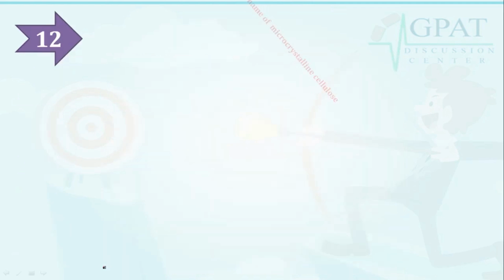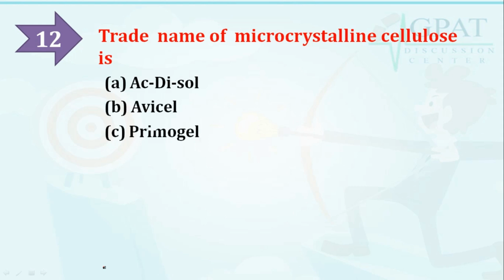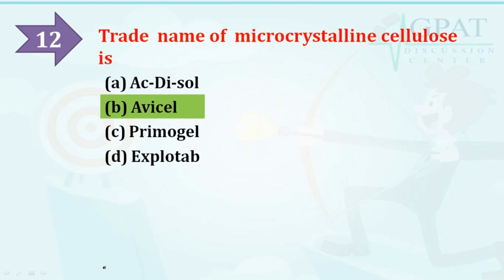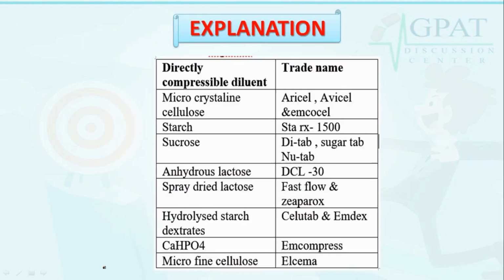Next question, question number 12. Trade name of microcrystalline cellulose is, options are ecdisol, avicel, primocell, and the right answer will be avicel. How? What is avicel and what are the trade names?